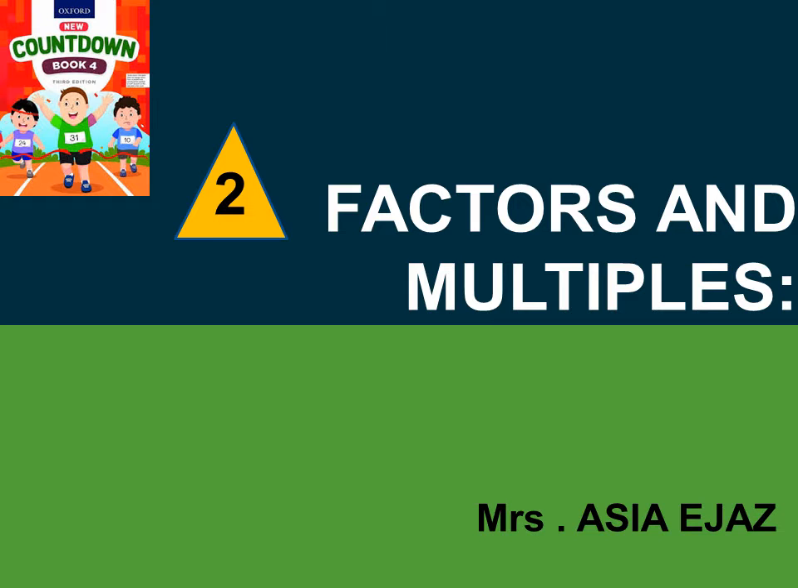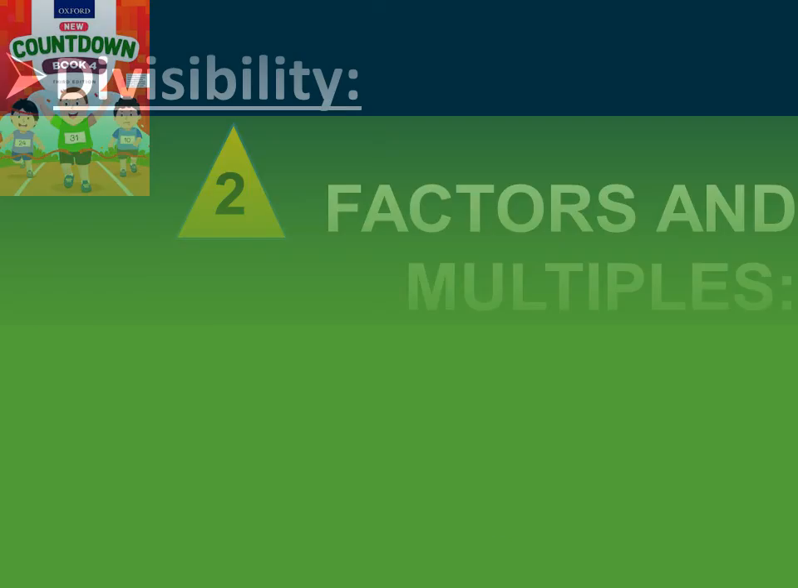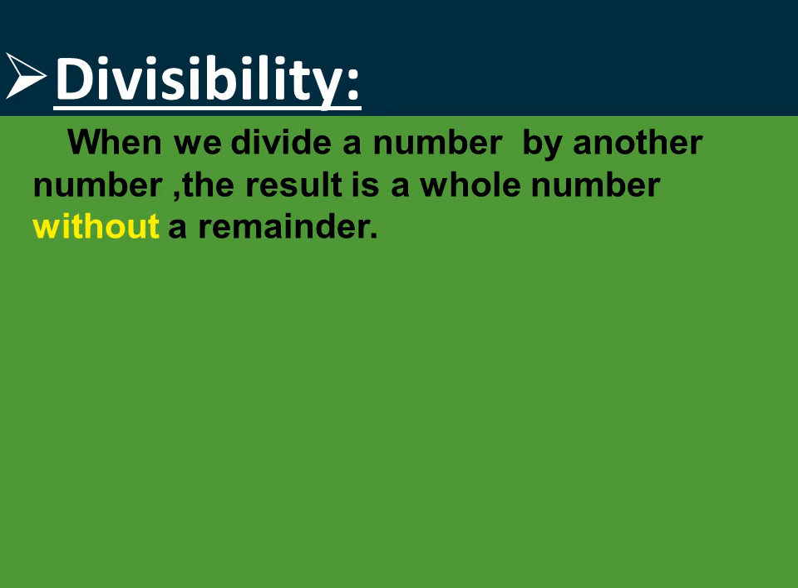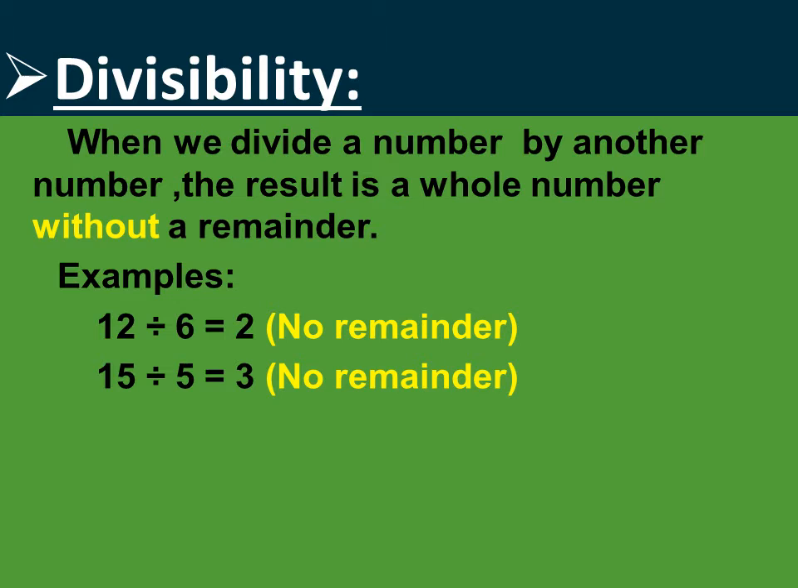Today in our lesson we will start chapter 2 of your book New Countdown book 4. Yes dear students, chapter 2, the first topic of this chapter is divisibility. Now let's see what is meant by divisibility. When we divide a number by another number, the result is a whole number without a remainder. It will be more clear when we do different examples like this.